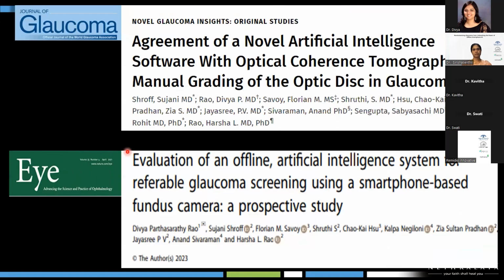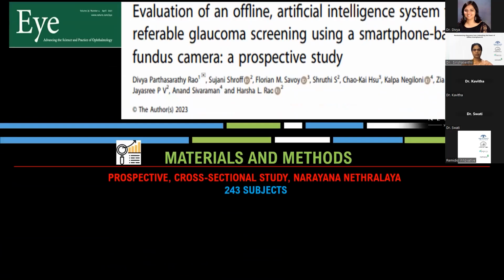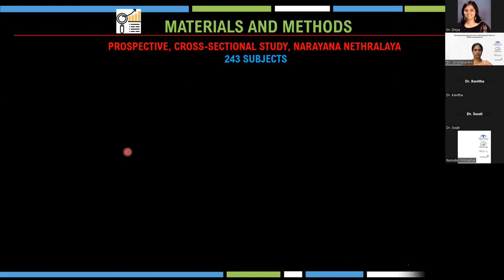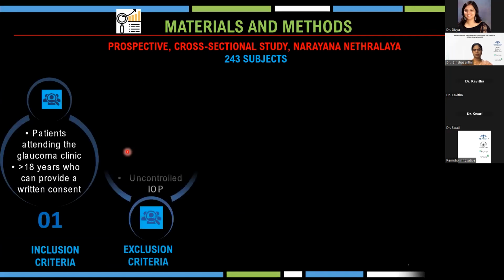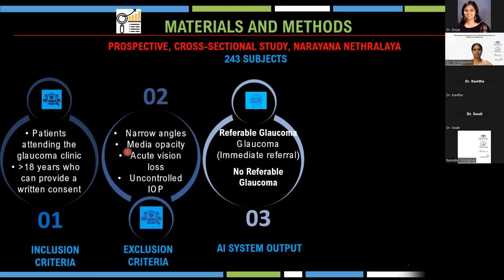With our collaboration, as Dr. Divya has already told, we have brought out two papers in Journal of Glaucoma and in Eye. So I'll be talking a little briefly about what the study actually showed. This was a prospective cross-sectional study, which was done at Narayana Nethralaya. We included 243 subjects. The AI system output was either referable glaucoma or no referable glaucoma. Referable glaucoma were those which were confirmed glaucoma and needed an immediate referral. No referable glaucoma was disc suspects and normals. Disc suspects were mainly those which were non-urgent referral.